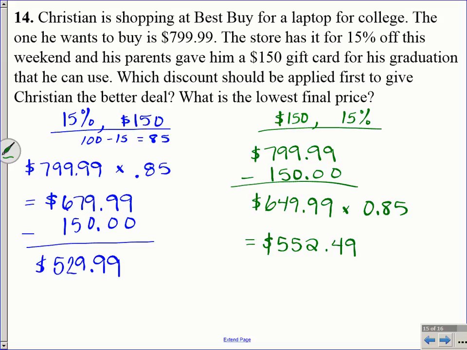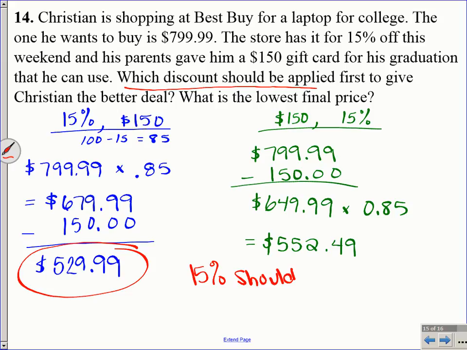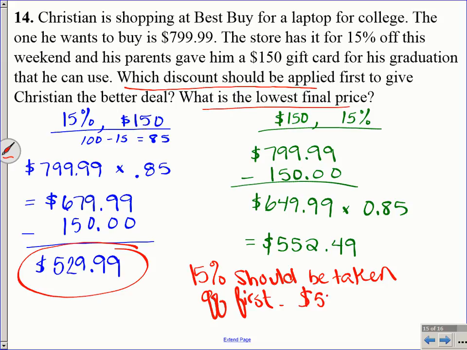So let's compare the final prices. It's clear that $529.99 is cheaper, but because this is a constructed response question, you have to answer all the questions. So the first question says, which discount should be applied first? So you need to answer that 15% should be taken off first. And the lowest final price is $529.99. Okay, that's the answer to the question.